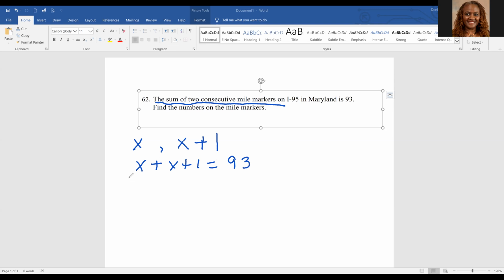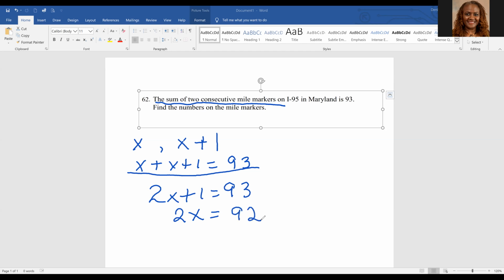Hopefully there's no one on the call who's really struggling with this at the end of the semester, because this becomes 2x plus 1 equals 93. And you have 2x equals 92. I'm hoping I can skip a step here, subtracting 1 from both sides. And then 92 divided by 2, you have x equals 46. So 46 just represents the first mile marker.